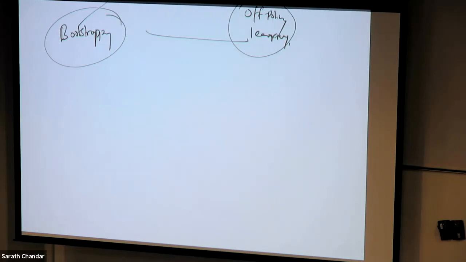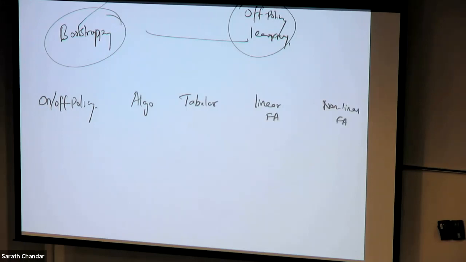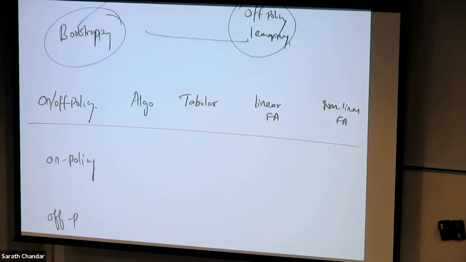Now we can summarize all the classes of algorithms we have seen so far in one table. On one side we have on-policy or off-policy. Then we have some algorithms, and for each algorithm we have the tabular version, the linear function approximation version, and the non-linear function approximation version. There are two major classes, either on-policy or off-policy. In on-policy, you can do Monte Carlo or TD. Similarly, in off-policy, you can do Monte Carlo or TD.